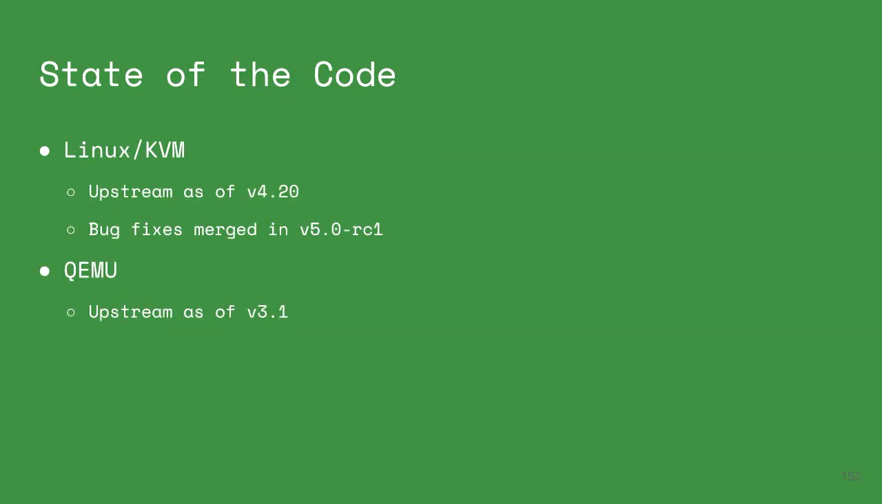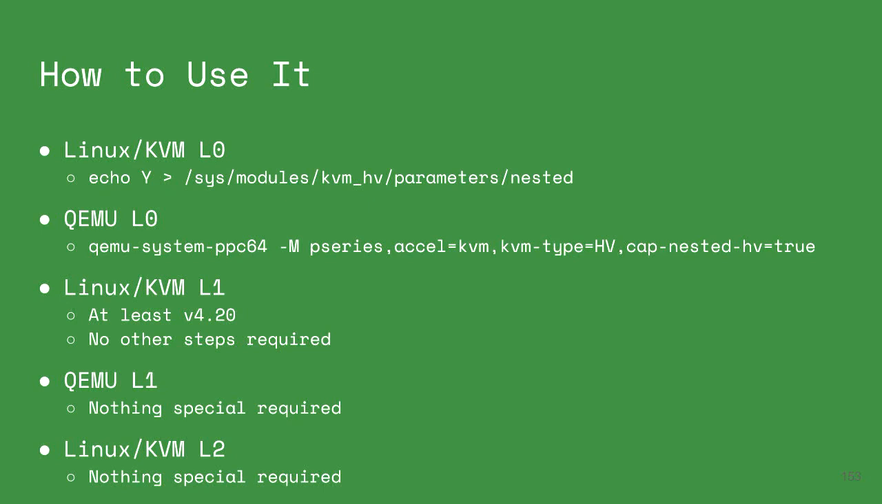So what's the state of the code? So this code is all upstream as of Linux 4.20 with some bug fixes merged recently, and the qemu side is upstream as of 3.1. How do I use it? So in level 0, you just need to make sure you enable this nested KVM HV module parameter and then turn on the nested HV cap on your qemu command line. In level 1 in the kernel, you just need the patches, but then there's no specific steps required to enable it. And your level 1 qemu and level 2 Linux don't need anything special.